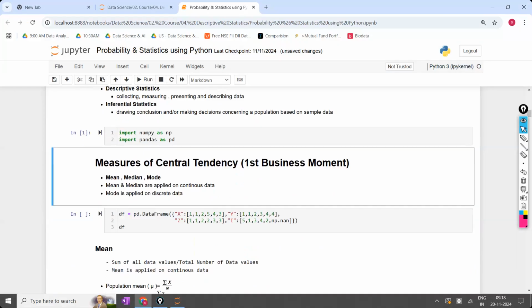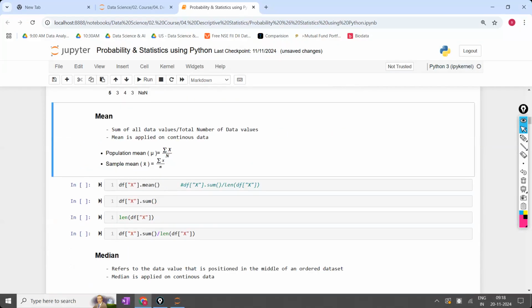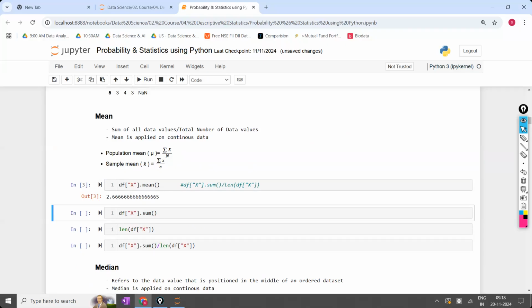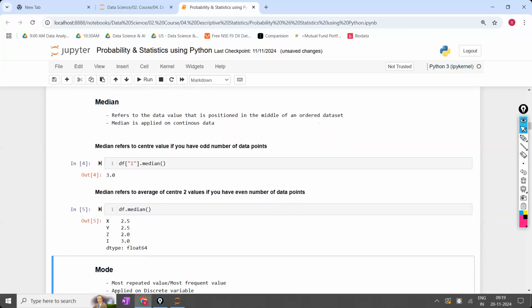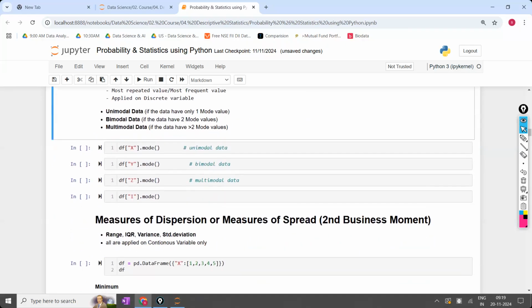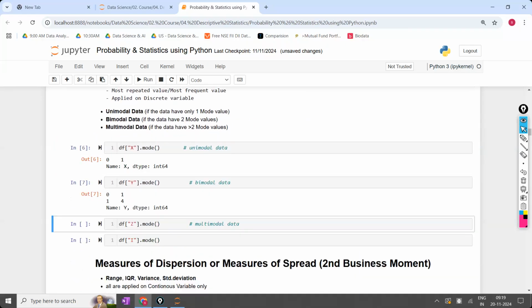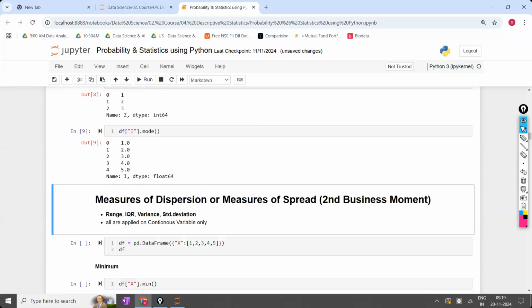Now here I'm going to cover statistical measures like mean. The first one is mean. How to calculate the mean: the sum of the data points divided by the total number of data points will give you the mean. And median is going to give you the center value. And what is meant by mode? Mode is nothing but the most repeated value in each column. Which number was repeated more number of times, that is called mode.